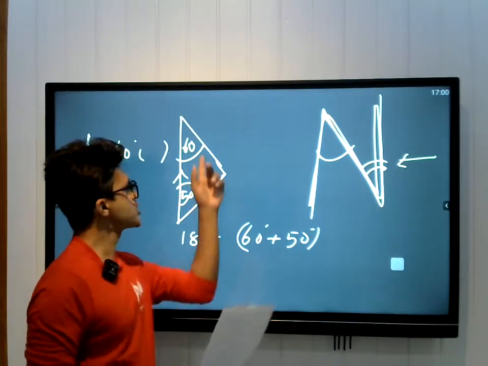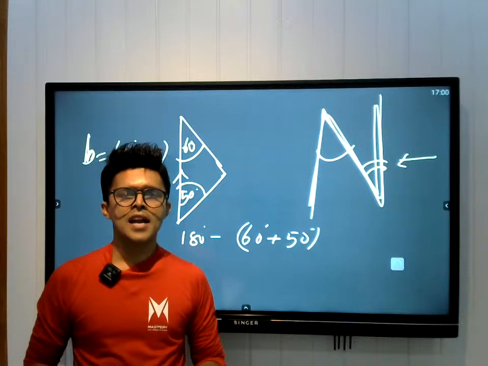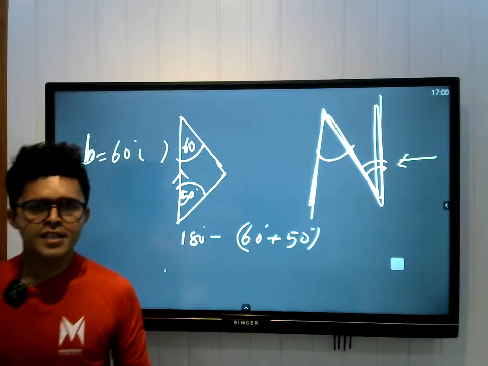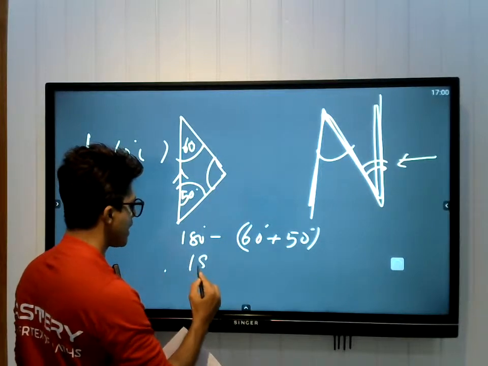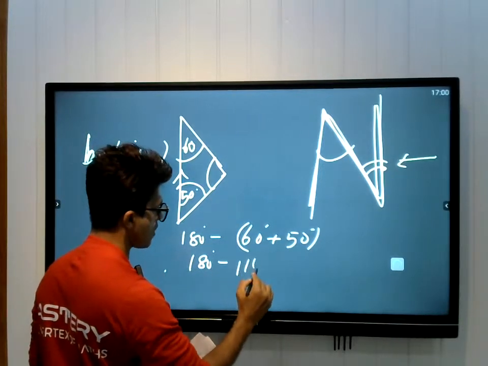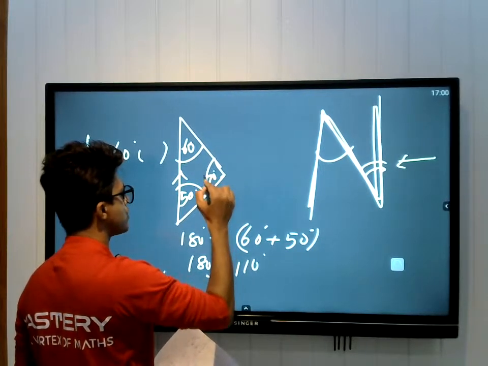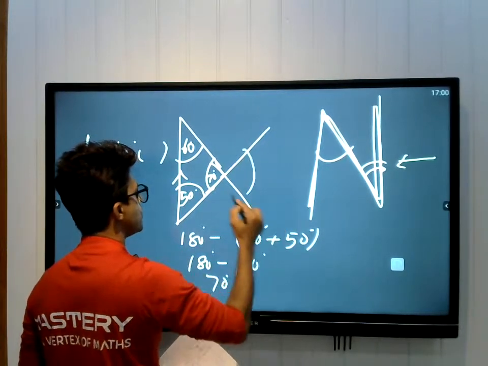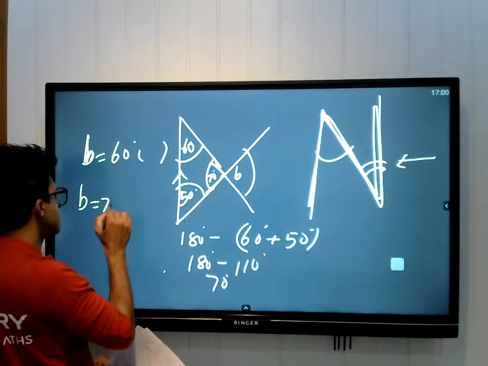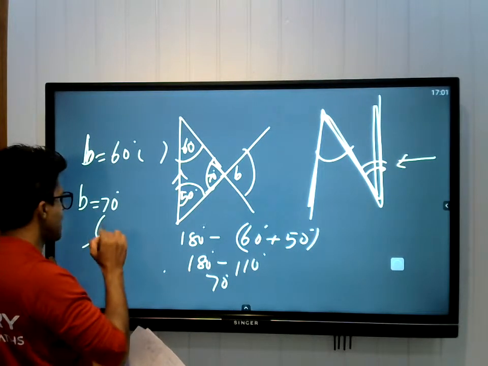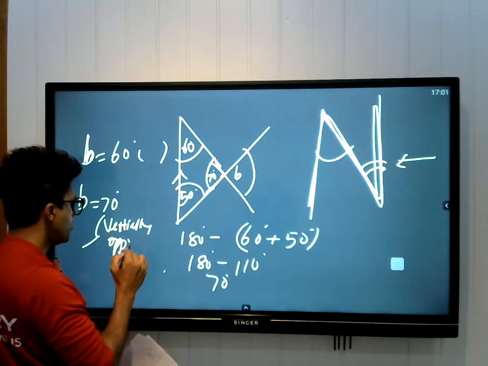You know that the sum of interior angles of a triangle is 180 degrees. Then 180 minus 60 plus 50, which is 110, gives 70 degrees. This angle equals 70 degrees. So if this is 70, then this should be equal to 70. A equals 70 degrees, vertically opposite angles.